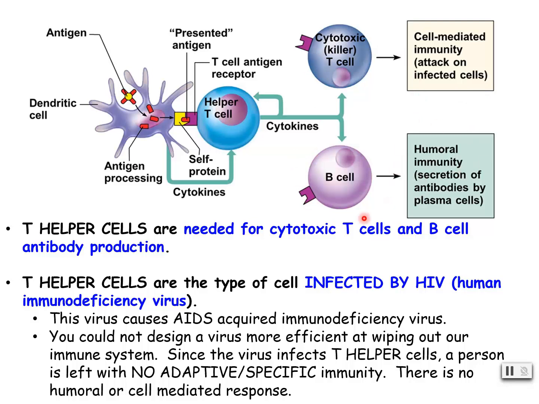And this is the cell that is infected by HIV. When you lose the T helper cells, when that number goes down, that's when someone has AIDS, acquired immunodeficiency syndrome, and that's when they lose their immune system and they end up dying of an opportunistic infection.